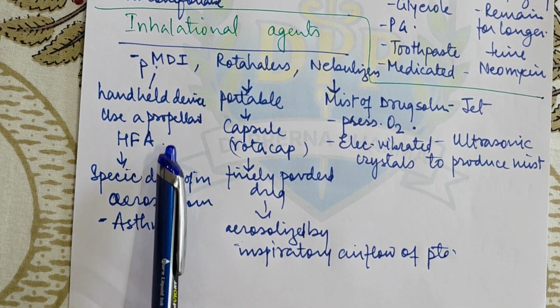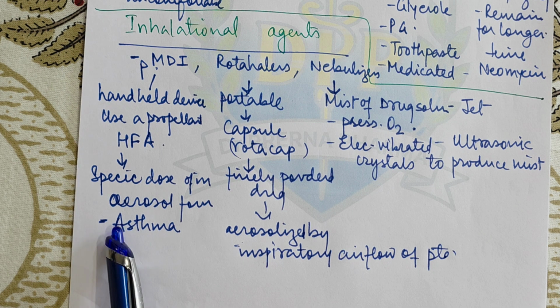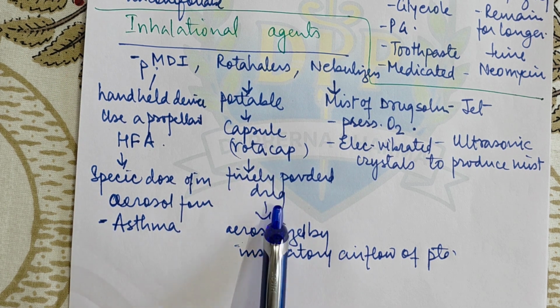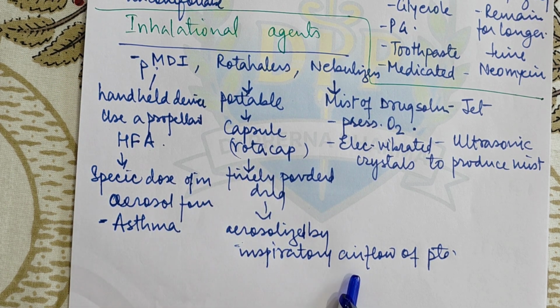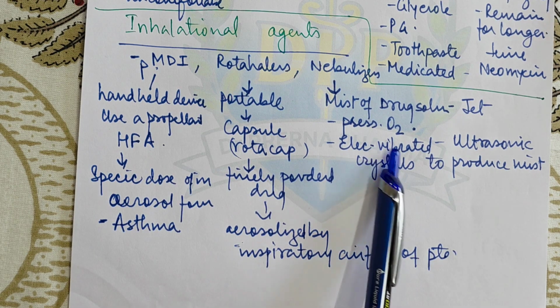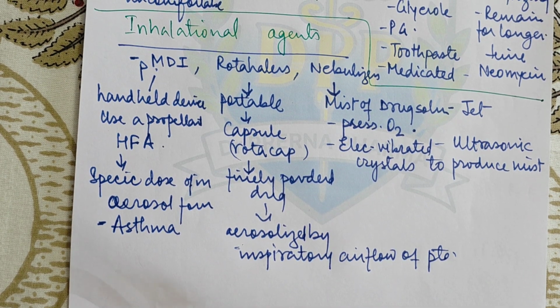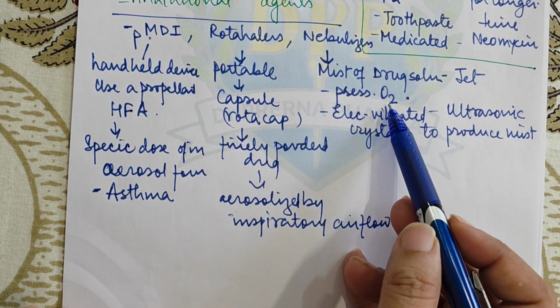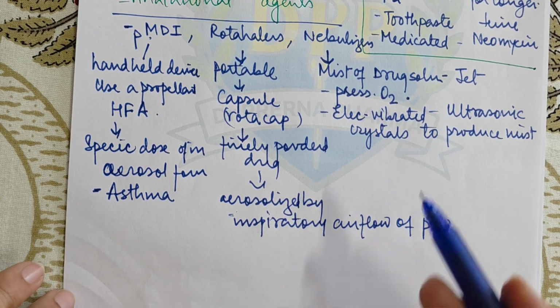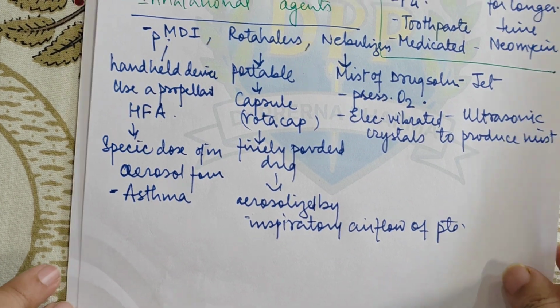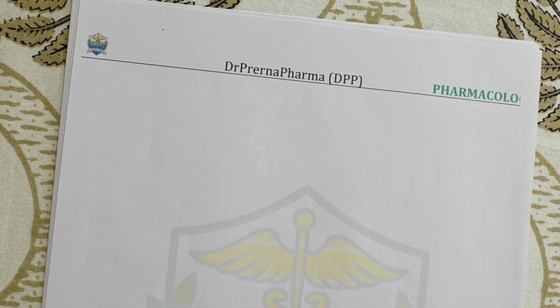So this is the difference. A meter dose inhaler has a propellant, so it delivers a specific dose in aerosol. A rotahaler has finely powdered drug in a capsule, rotacap, and it is aerosolized by the inspiratory airflow of the patient. And nebulizers usually produce a mist, and this mist is then delivered either by pressurized oxygen as a jet or by an ultrasonic system. So coming to the advantages and disadvantages.